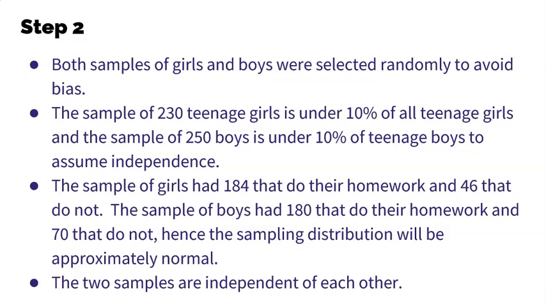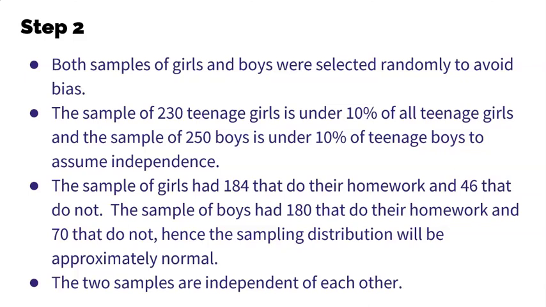Well, in the sample of girls, we were literally told that 184 did their homework out of 230. That leaves 46 that did not. Both of those numbers are 10 or more. In the sample of boys, we were literally told that 180 did their homework. That's obviously 10 or more. And that would tell us of the 250 boys, 70 did not.